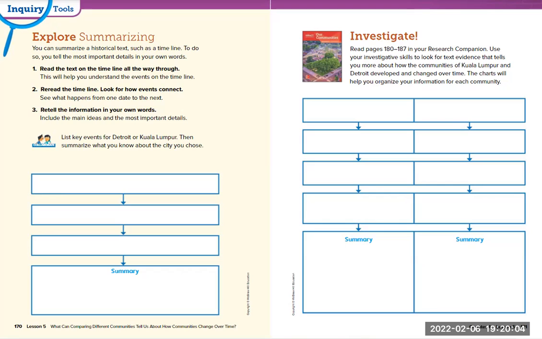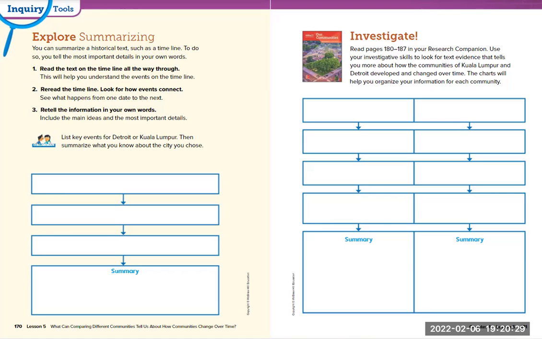So don't worry if you feel like you've never done it before. We've done it a bunch of times in class, and we're going to be doing the same thing here. So let's find out what they want from us. It says explore summarizing. You can summarize a historical text such as a timeline. To do so, you must tell the most important details in your own words. So make sure you remember that part, in your own words.